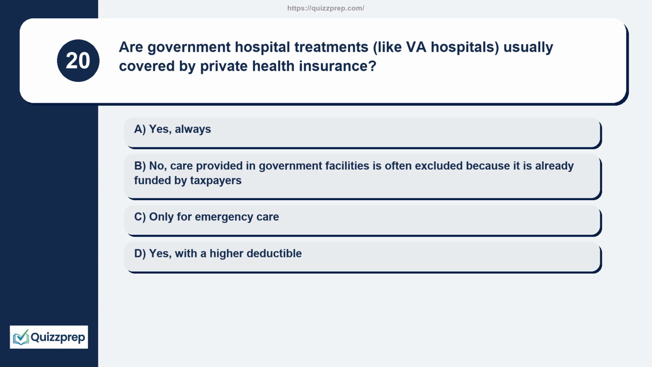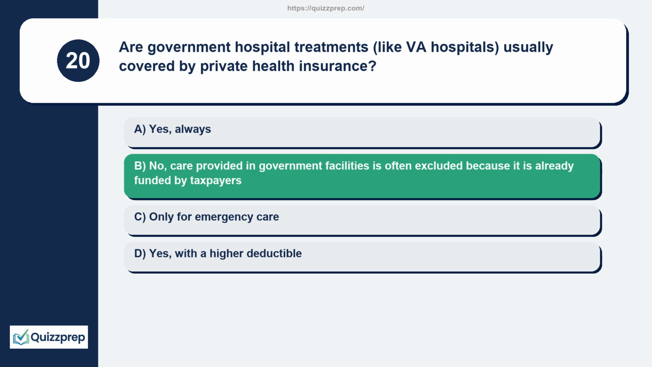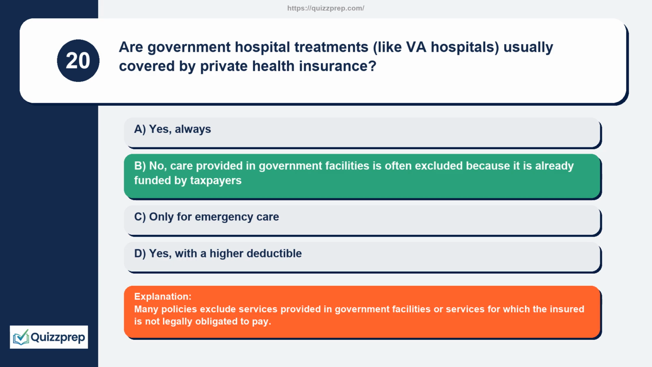Question 20. Are government hospital treatments, like VA hospitals, usually covered by private health insurance? Yes, always. No, care provided in government facilities is often excluded because it is already funded by taxpayers. Only for emergency care. Yes, with a higher deductible. Many policies exclude services provided in government facilities or services for which the insured is not legally obligated to pay.